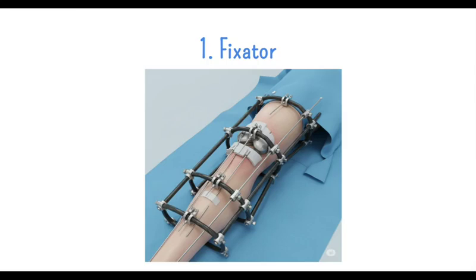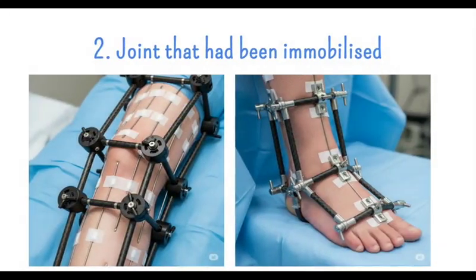Okay. The second one is the joint which had been immobilized. In the first picture, the knee joint had been immobilized. In the second one, the ankle joint had been immobilized.